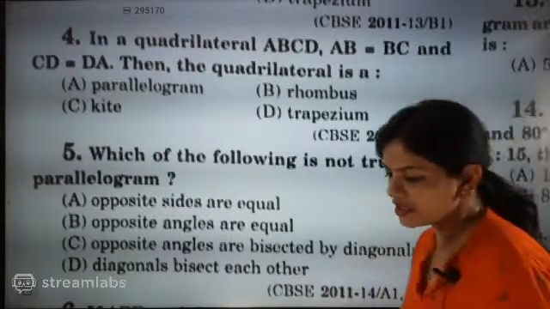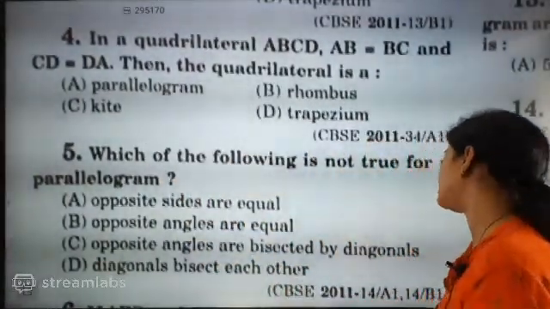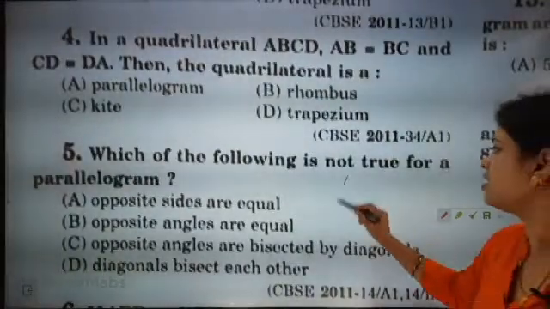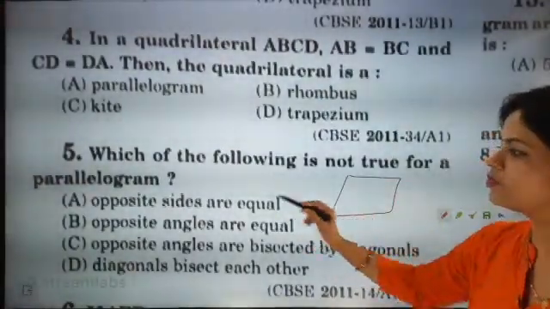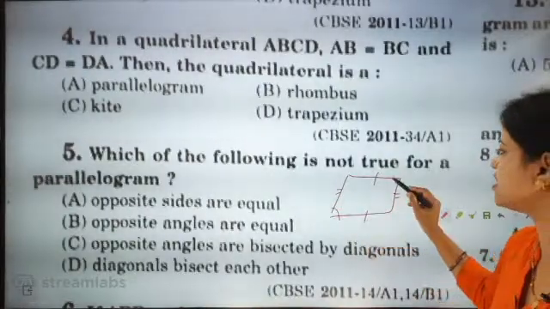Select the correct answer here. Which one is not possible here? Yes, opposite angles are bisected by diagonals. It is not true. The diagonals are bisecting each other. Means in a parallelogram, opposite sides are equal. True. Opposite angles are equal.